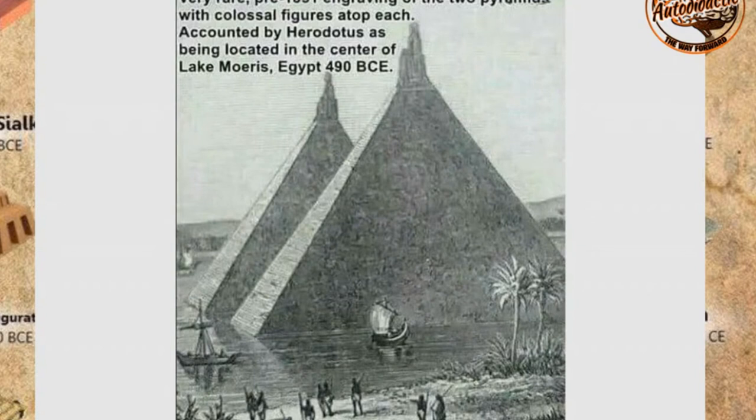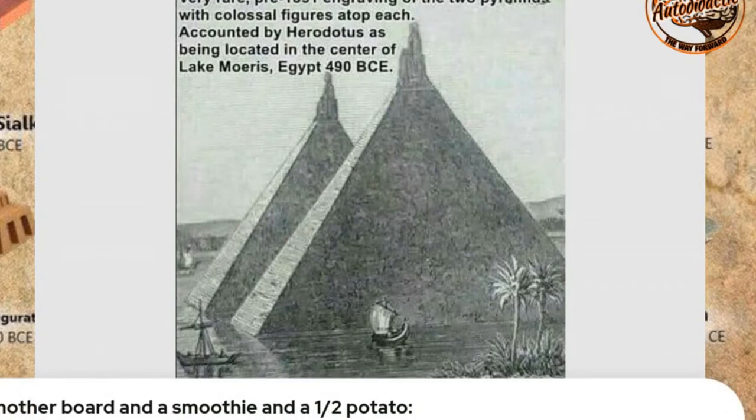But first, I'm going to tell you that Lake Moeris got dried up, which is probably in relation to the fact that they built a dam over the cataracts of the Nile, which produced Lake Nasser. So, for example, if you look back in history, Lake Nasser didn't exist. There were two individual rivers that converged at the cataracts of the Nile, which have now become Lake Nasser, where Philae is.